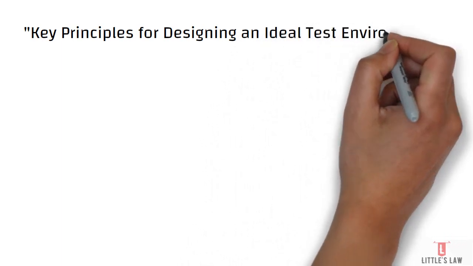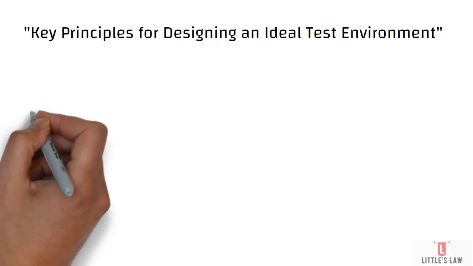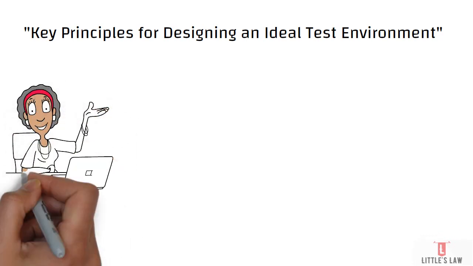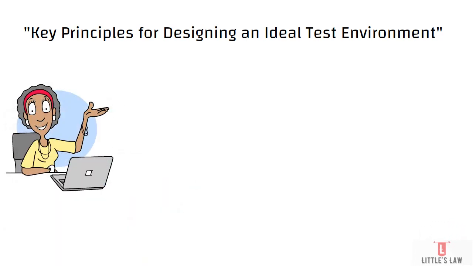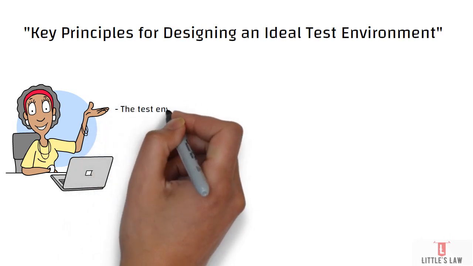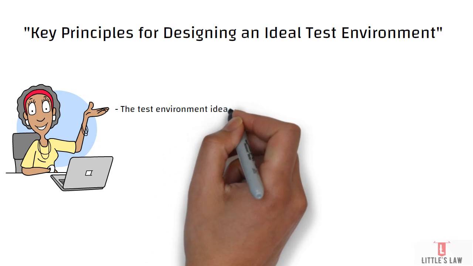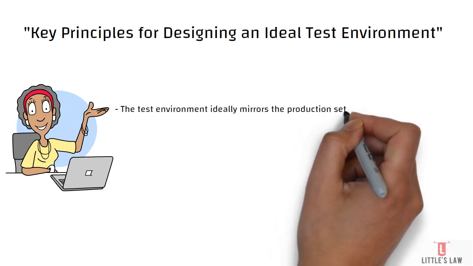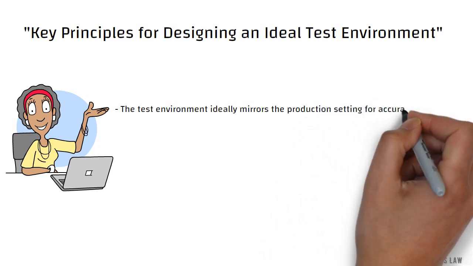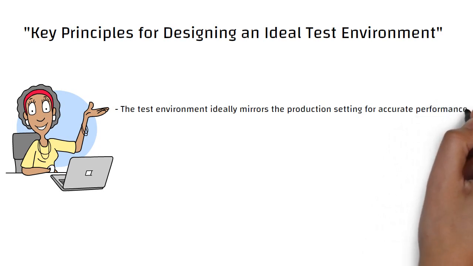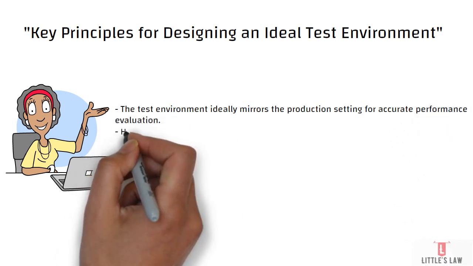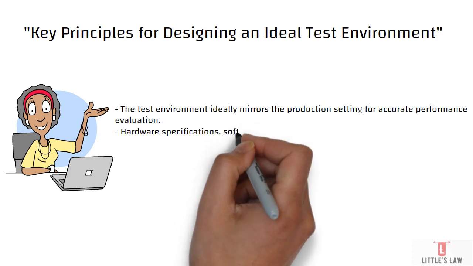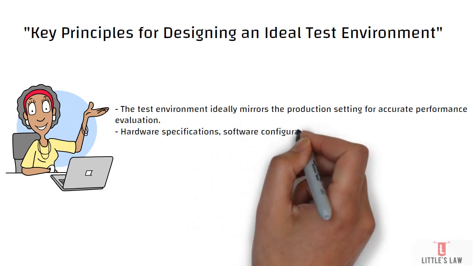So what is the key principle for designing the ideal test environment? In an ideal scenario where the goal is to evaluate the performance of an application in a production setting, the test environment should replicate the production environment. This means we have to ensure that the hardware specifications, the software configurations, and the network architecture closely match those of the actual production environment.